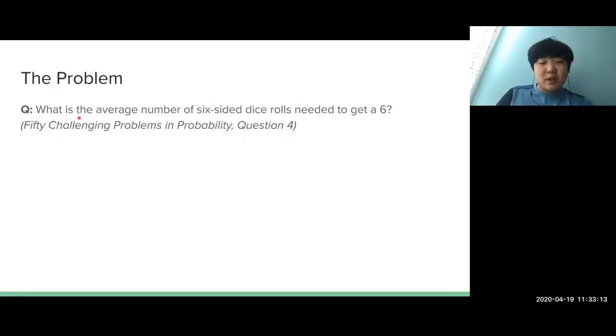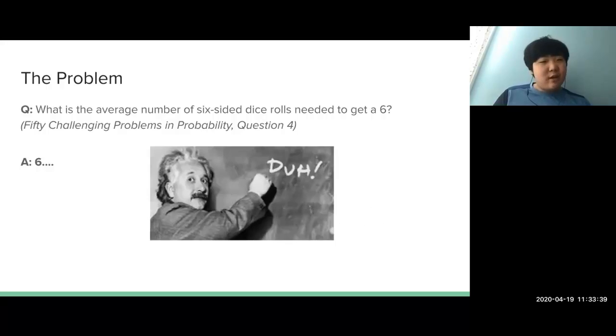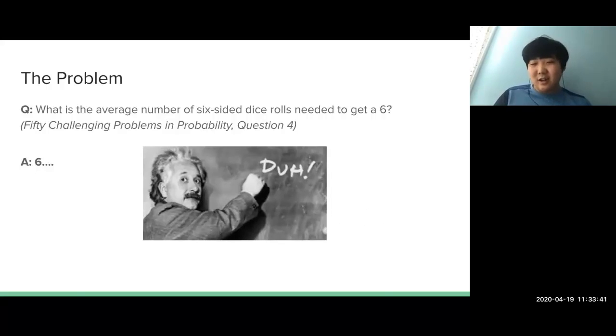Now, basically what this problem translates down to is, how many times do I need to roll a six-sided dice in order to get the first 6? And the answer seems intuitive. Of course, it's 6 dice rolls because the probability that you roll a 6 on each dice roll is 1/6, and therefore, in order to get a 6, you should roll the dice 6 times so that the average probability is 1. It seems intuitive. And our friend Einstein kindly says, duh, because it's so incredibly obvious.